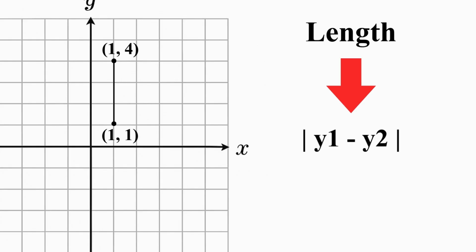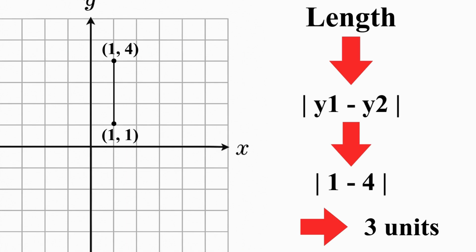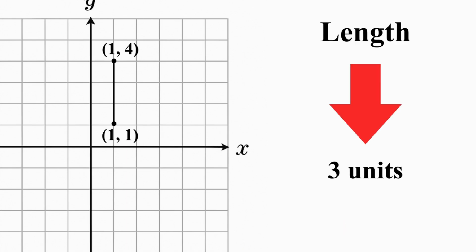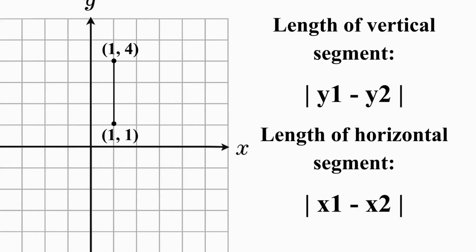Now, for example, if these coordinates were (1, 1) and (1, 4), we can see that the x coordinates are the same. We're just interested in the y values. So we can plug this in and say the absolute value of 1 minus 4. 1 minus 4 is negative 3, so the absolute value of negative 3 is just 3. So our length is 3 units, and if you count, it's exactly 3 units. So we said that the length of a vertical segment was the absolute value of y1 minus y2, and the length of a horizontal segment is just the absolute value of x1 minus x2.